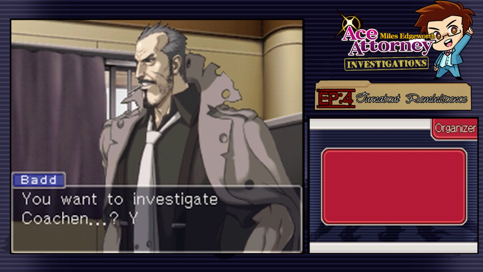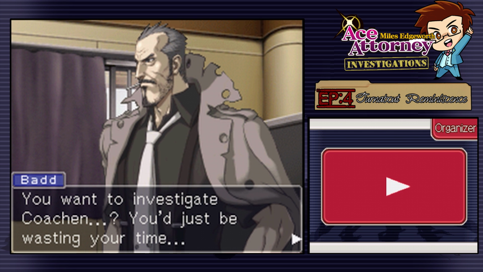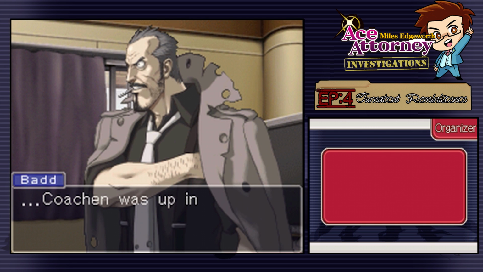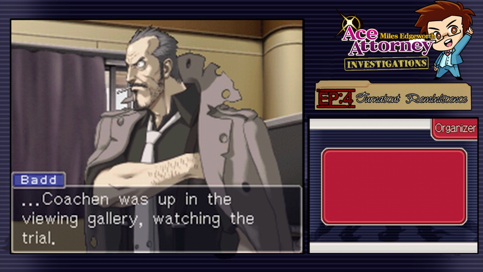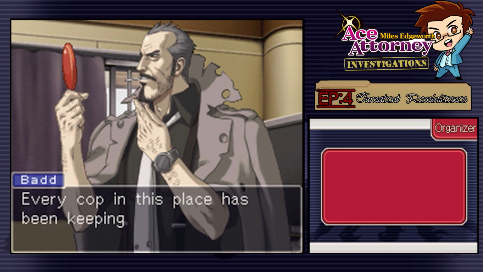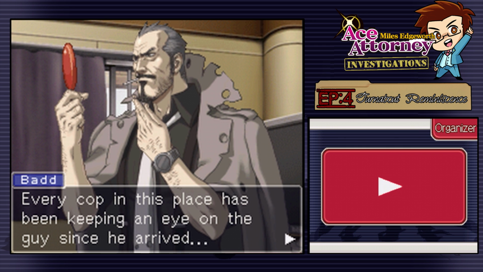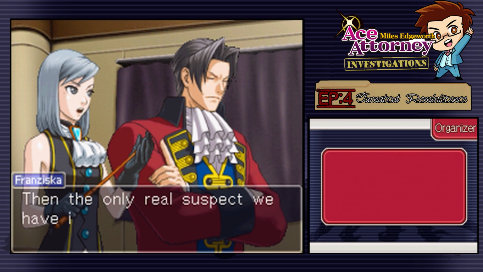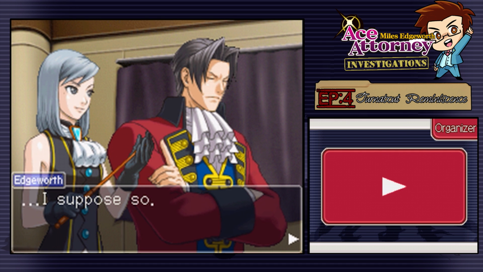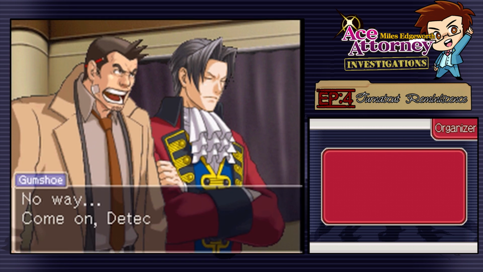You want to investigate Kochin? You'd just be wasting your time. And why is that? Kochin was up in the viewing gallery watching the trial, so I was told. Every cop in this place has been keeping an eye on the guy since he arrived. Then the only real suspect we have is still Detective Gumshu. I suppose so. No way!